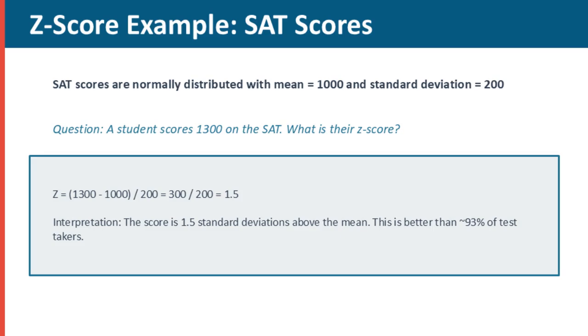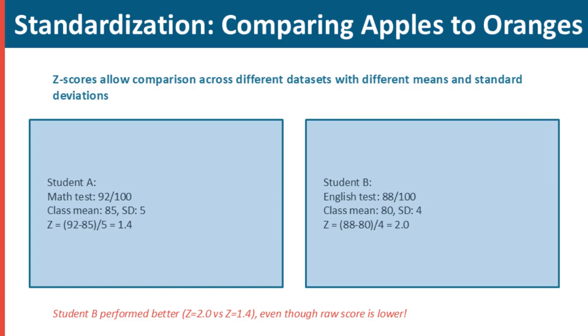So this student has actually outperformed about 93% of the test takers. This is incredibly useful information from a single calculation. In moments, we know not just that the score is 1300, but exactly where it ranks relative to everyone else in the sample. This is the power of z-scores. They instantly translate raw scores into meaningful comparisons. Now let's talk about standardization and comparison.